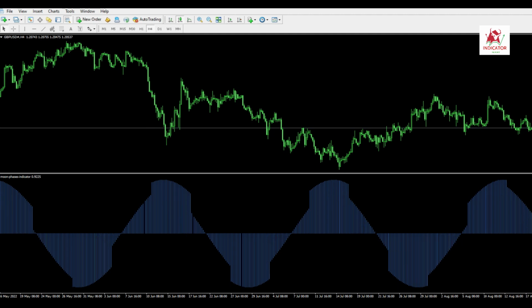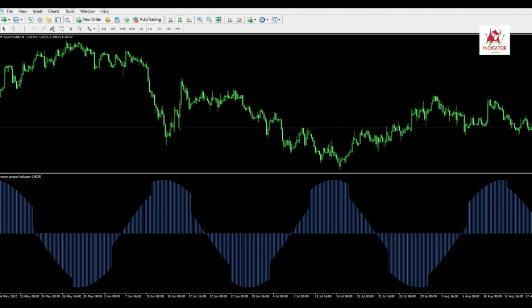The moon phase indicator crypto is a tool that can be used to help predict future moon phases. The moon phase indicator crypto is based on the lunar cycle, which is the time it takes for the moon to complete one full orbit around Earth. This cycle is divided into 8 phases, with each phase lasting about 29.53 days.